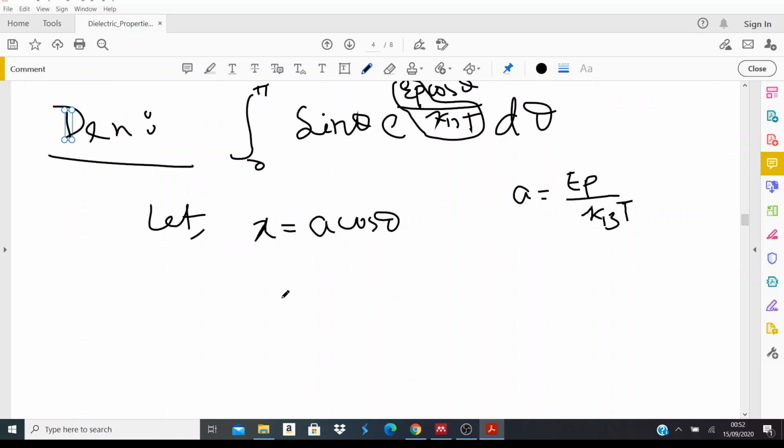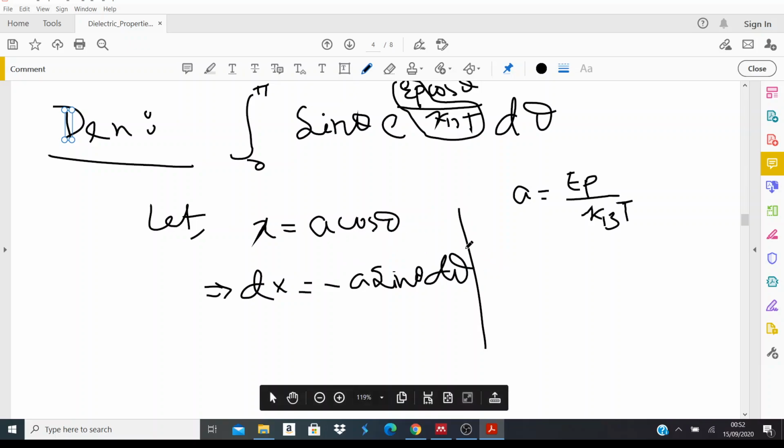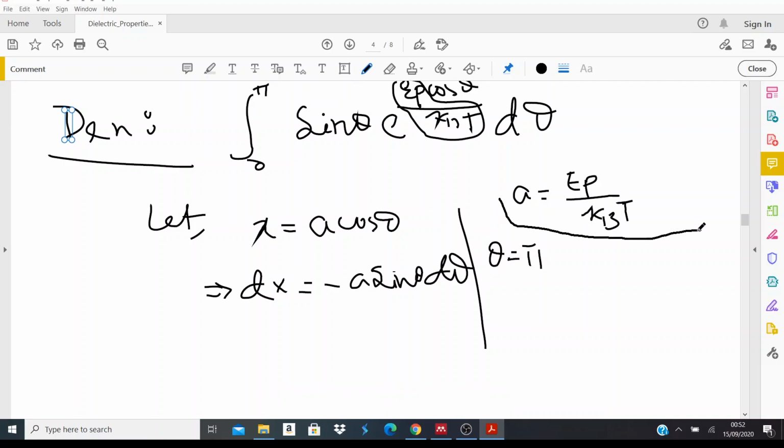A times cos theta. So from that you can see dx is nothing but minus A sine theta d theta. And for this variable change, we need to change the limit also, right? So we are changing the limit. When theta is pi, what is the value of x? Cos pi is minus 1, so x is minus A. And when theta is 0, x is plus A, right?